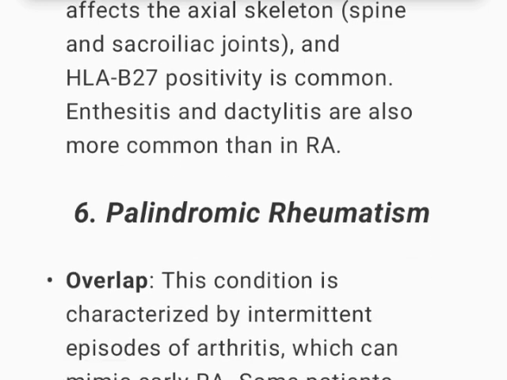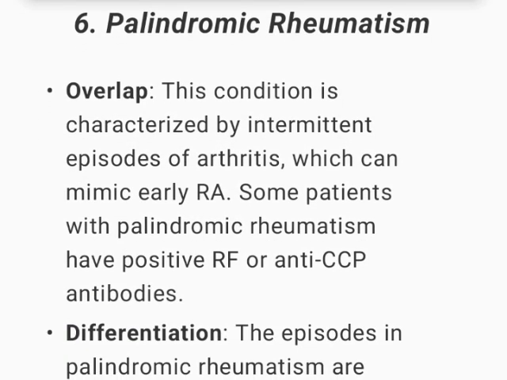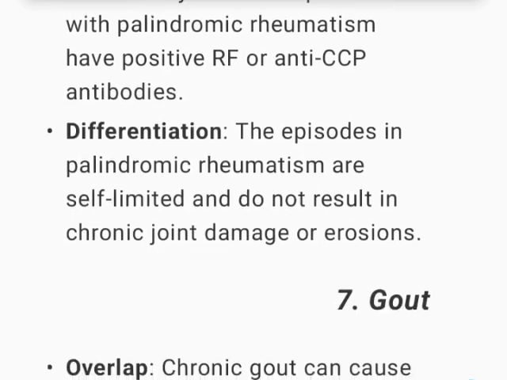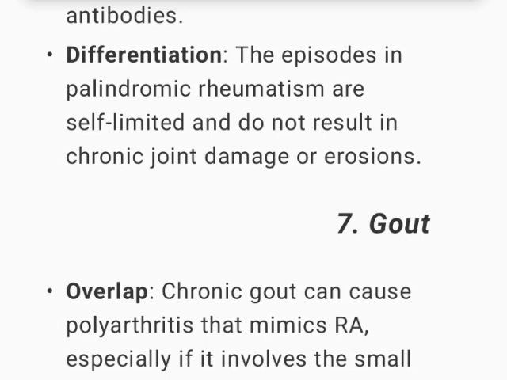Number 6. Palindromic rheumatism. Overlap. This condition is characterized by intermittent episodes of arthritis, which can mimic early RA. Some patients with palindromic rheumatism have positive RF or anti-CCP antibodies. Differentiation. The episodes in palindromic rheumatism are self-limited and do not result in chronic joint damage or erosions.